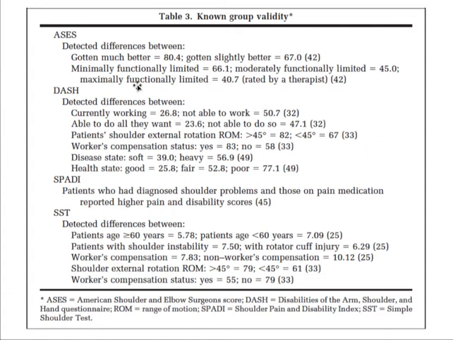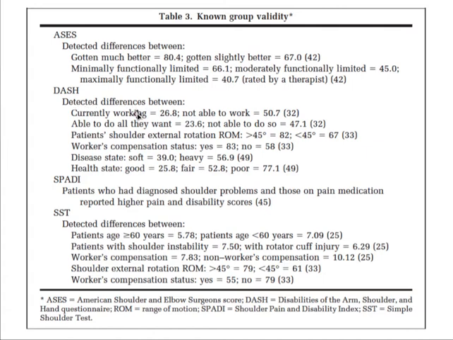Now this is a more construct validity scale because they're about known groups. And so here we can look at the different known groups and ask the question, well, is each scale valid for the different comparisons they've made? And we'll just focus on the DASH for a minute.